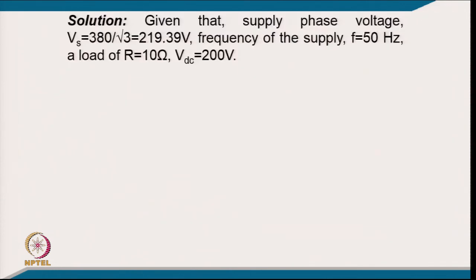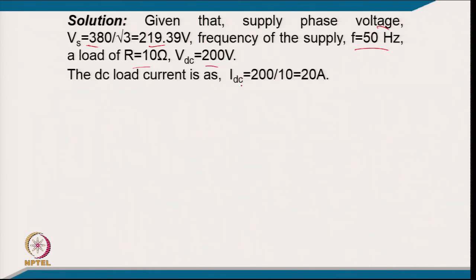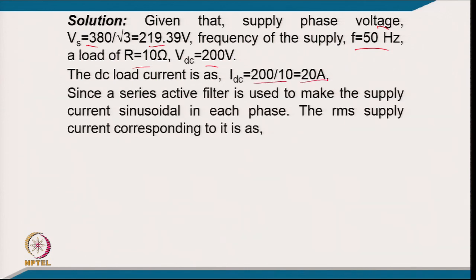So, coming to the solution part of it, given that the supply phase voltage Vs equals 380 by root 3, that is 219.39 volt, supply frequency 50 hertz, and a load of 10 ohm with a DC link voltage of 200 volt. So, we can find the DC load current, that is DC link voltage divided by load resistance, that is 20 ampere.